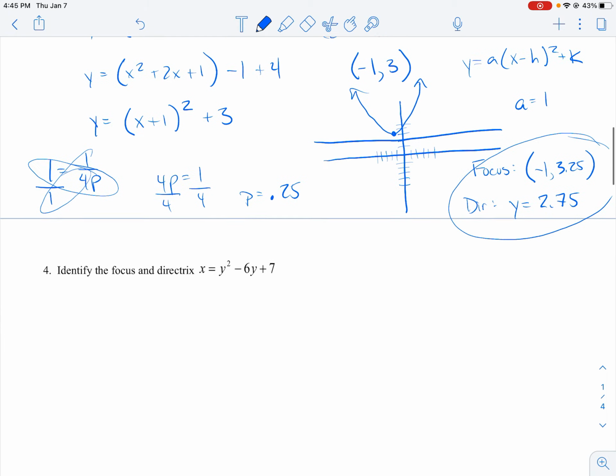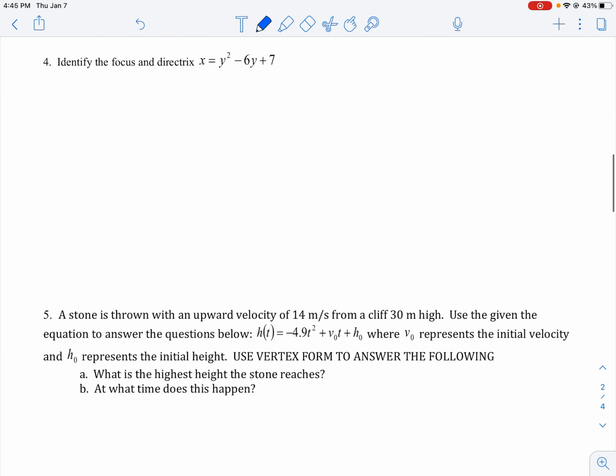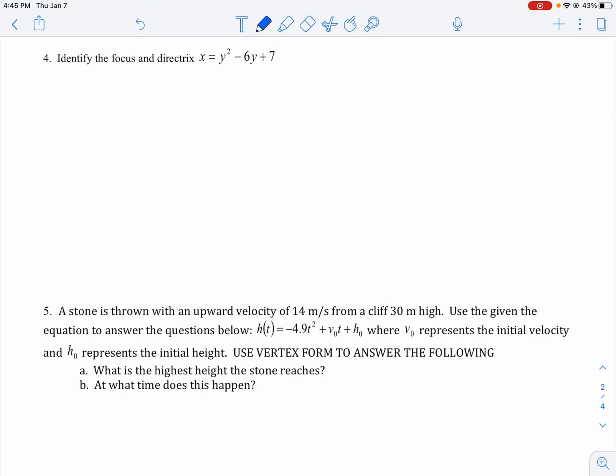Let's take a look at number 4. Now we have an x equals something. So this isn't going to be facing up or down, it's actually going to be facing left or right. The process is still the same. I'm going to complete the square with this right here, so I take negative 6 divided by 2, which is negative 3, squared, which is 9.